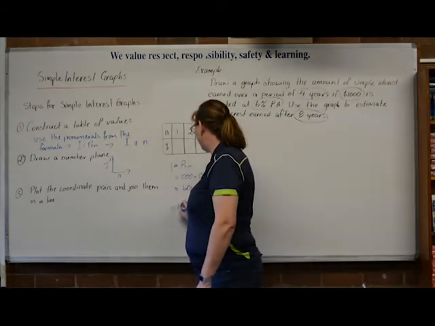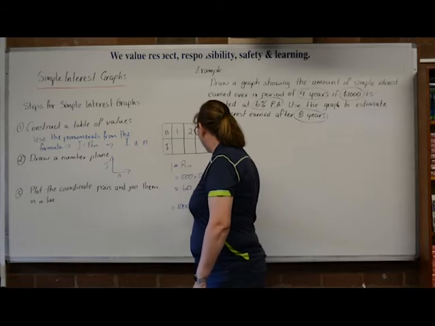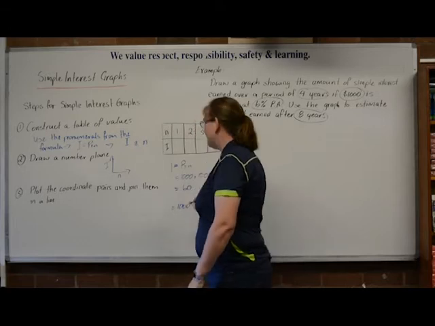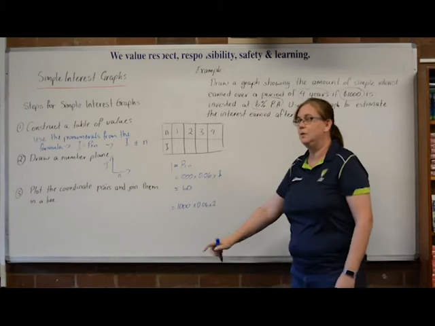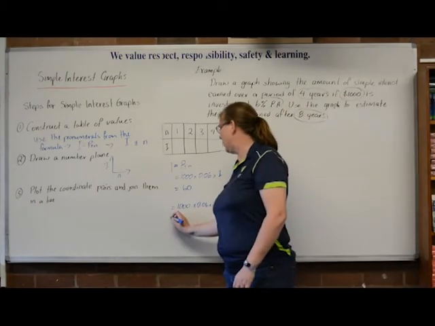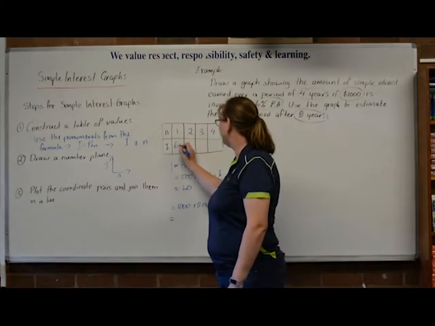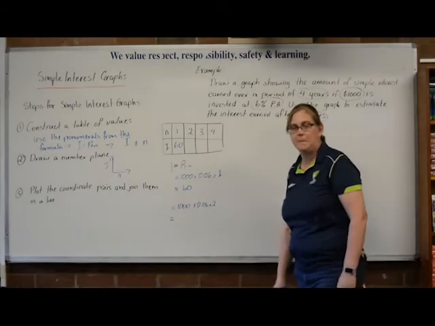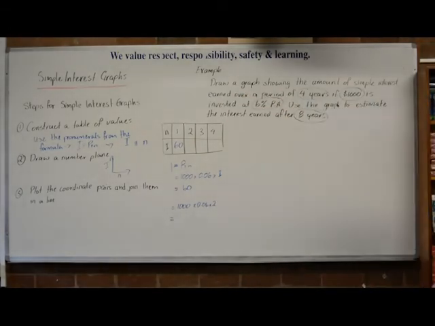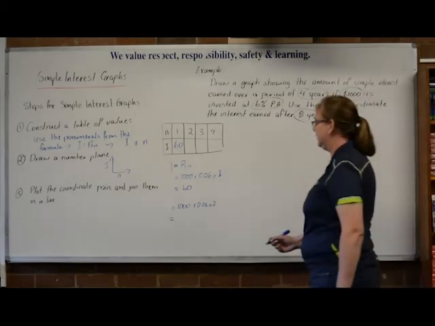The next one, 12. We're going to times it by 2 now instead of 1. What's it going to be? 120. This makes a little bit of sense, doesn't it?